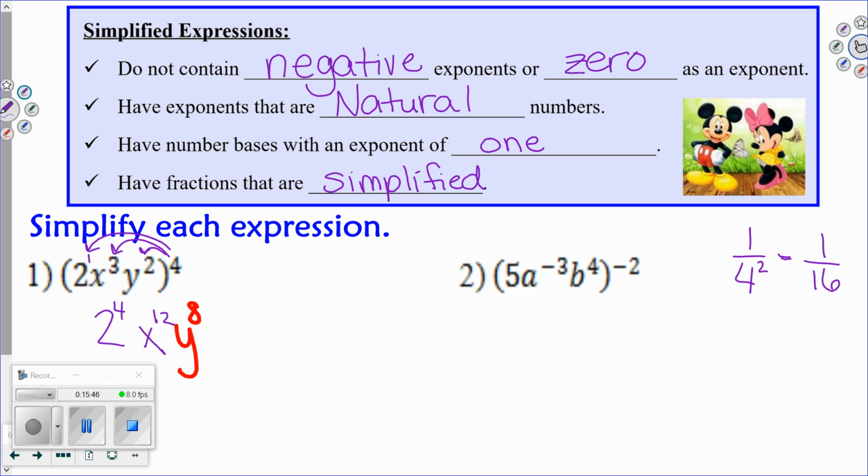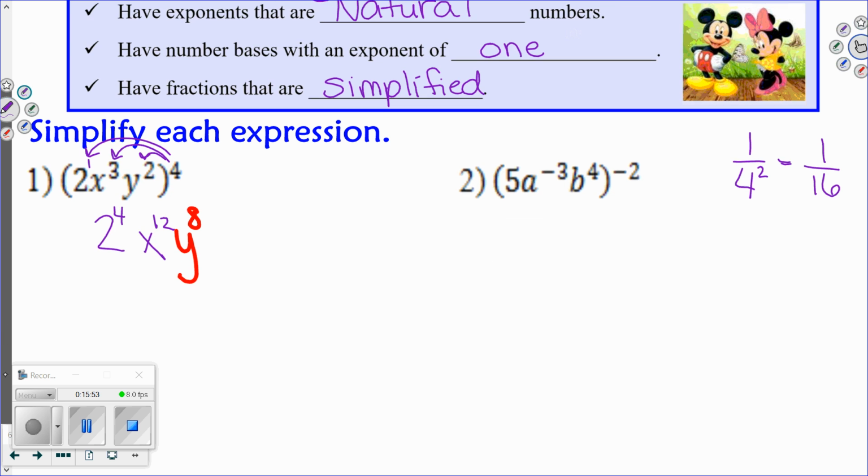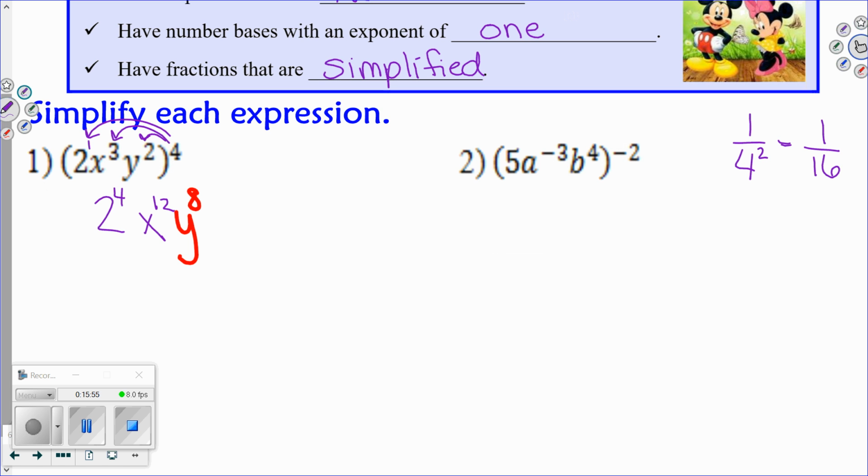Here we go. Is this done? Is this good? Can I circle my final answer and move on? Why not? What's not simplified? Good. 2 to the 4th. What is 2 to the 4th? 16? How'd you get 16? Calculator. That's an honest answer.